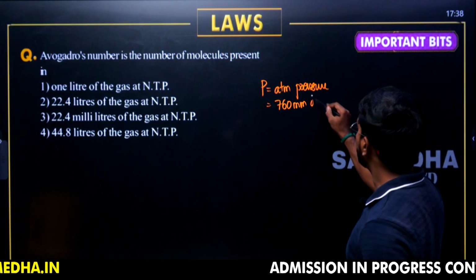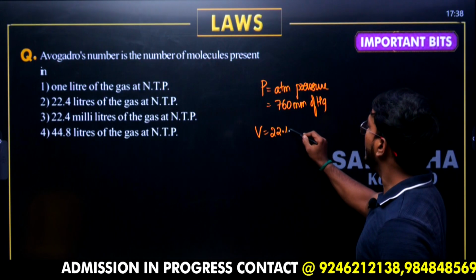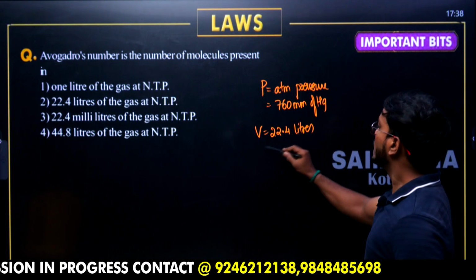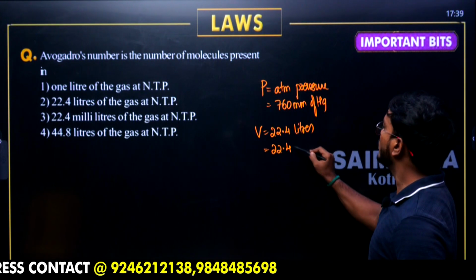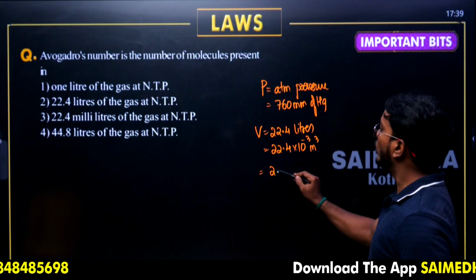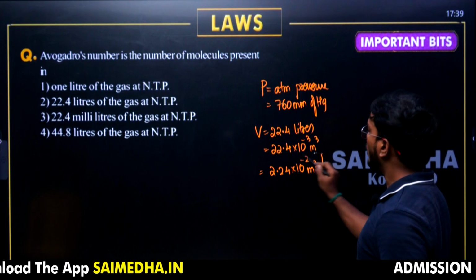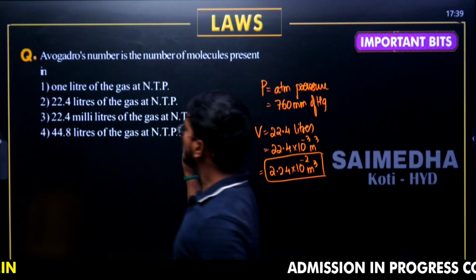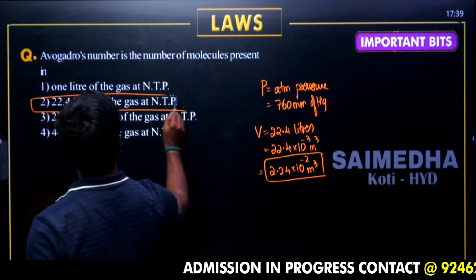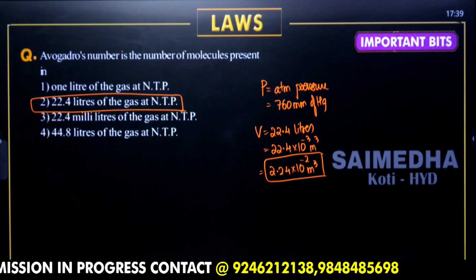Volume is going to be what? 22.4 liters. These liters can be written as what? 10 to the power of minus 3 meter cube. Already a question appeared in the examination, 2.24 into 10 to the power of minus 2 meter cube. He changed the option there. Right? So the correct answer is what now? 22.4 liters at NTP.